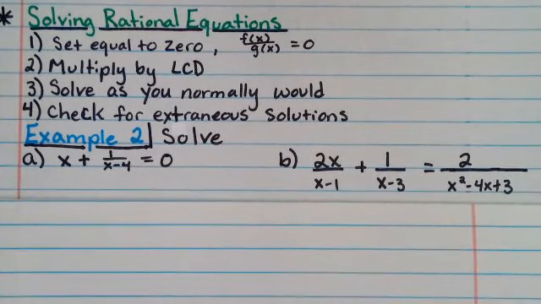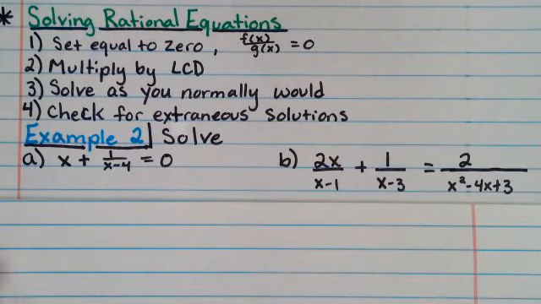Set it equal to 0. And then we want to multiply by your LCD, your least common denominator. We would solve as we normally would a problem, because when you multiply by the LCD, it should get rid of your fractions. So then after that, you just solve like you normally would, and then you've got to check for extraneous solutions, because when you multiply by the LCD, sometimes you end up getting solutions that are not really solutions.